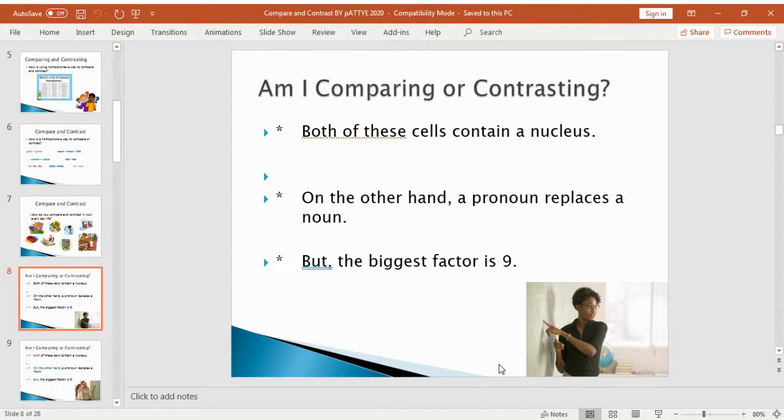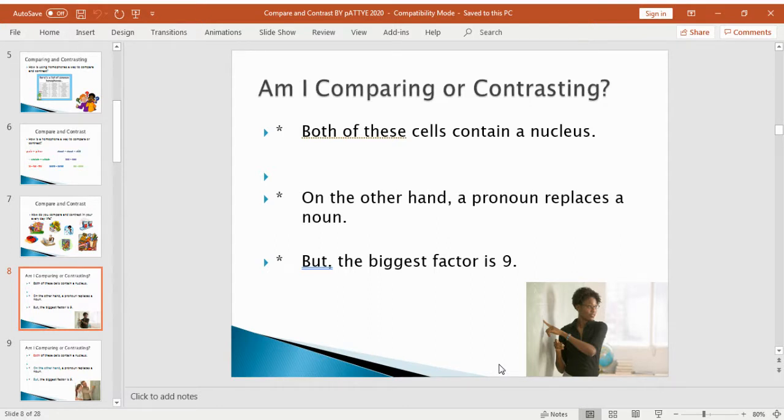On the other hand, a pronoun replaces a noun. In this sentence, on the other hand is our clue. Is that comparing or is that contrasting? Take a moment to decide. Let's look at the last. But the biggest factor is 9. Look at the word but. Is that a comparing word or contrasting? You decide.